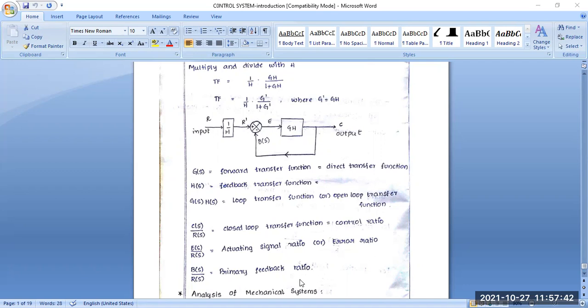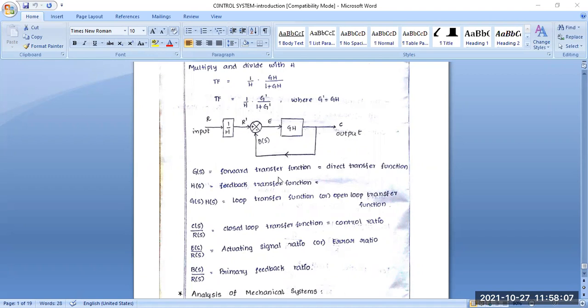Next, another one. This is BS. Where is BS? BS is connected from this unity feedback loop. This is the unity feedback, and we have to connect it from the output section to the reference point or set point also. So this BS by RS is called the primary feedback ratio.